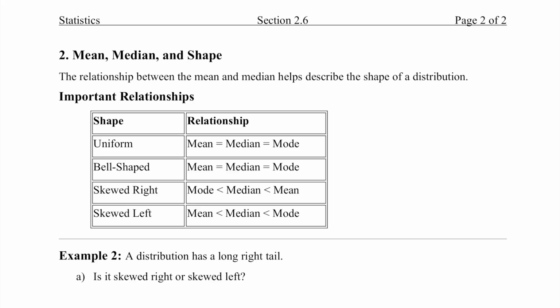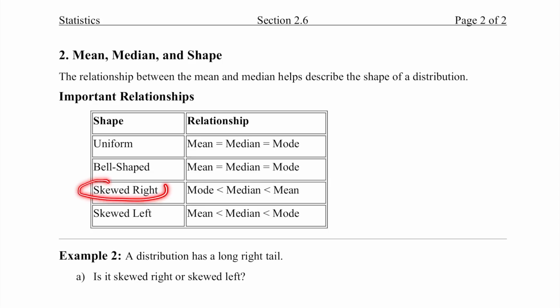Now, let's connect distribution shape to the mean and median. For a uniform distribution, the mean, median, and mode are equal. For a bell-shaped distribution, the mean, median, and mode are approximately equal. But things change when the distribution is skewed.